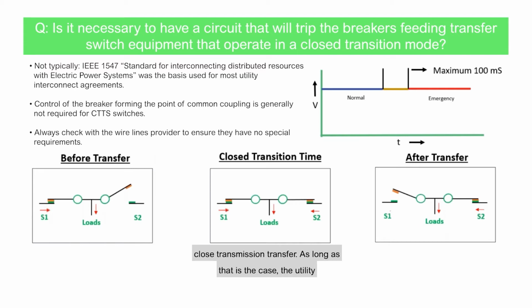As long as that is the case, the utility interconnect agreements that 95% of the utilities in Canada now use will not require direct control of the point of common coupling or the main breaker into the facility. That's typically what the utility considers the point of common coupling. There are some exceptions to that rule.